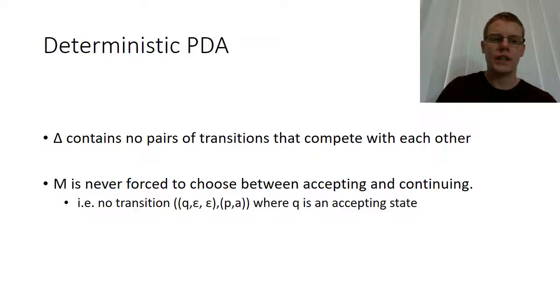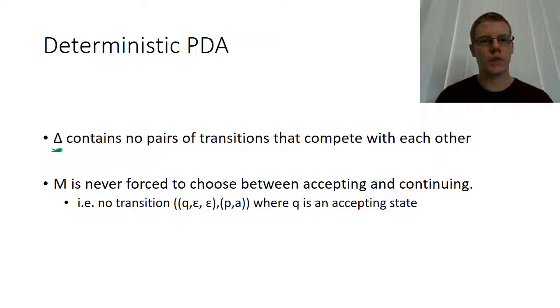The first is that the transition relation does not contain any transitions that compete with each other. So there's never a situation where we're sitting in a particular state with a particular symbol at the front of the string and a particular configuration of symbols on the stack, and we have two options for where to go. So we have two transitions that let us move on in the same configuration.